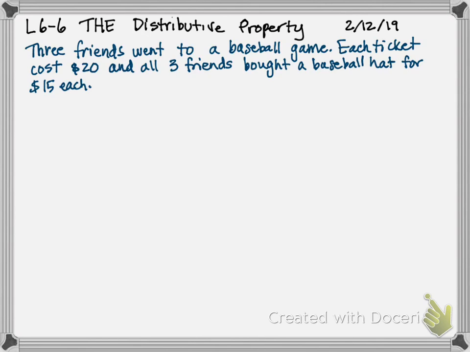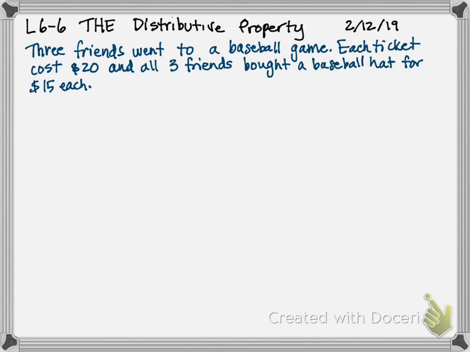3 friends went to a baseball game. Each ticket cost $20, and all 3 friends bought a baseball hat for $15 each. Okay, so that's what I want you to go ahead and pause and write down, and then join us back. So what we're going to do is answer 4 questions. We're going to look at this problem, and we're going to translate it from 2 perspectives.